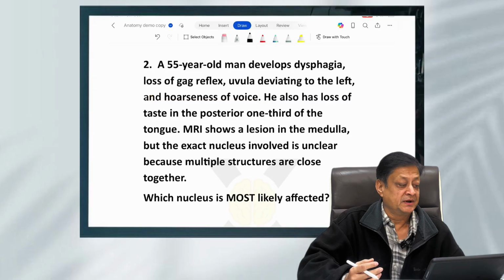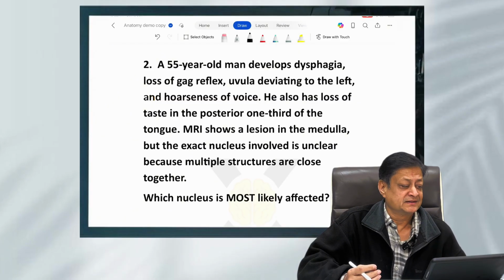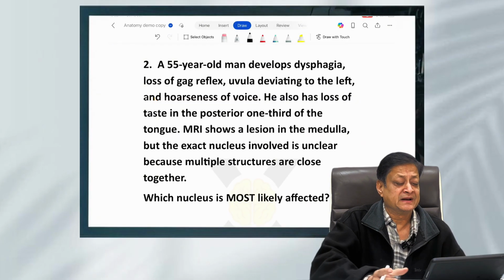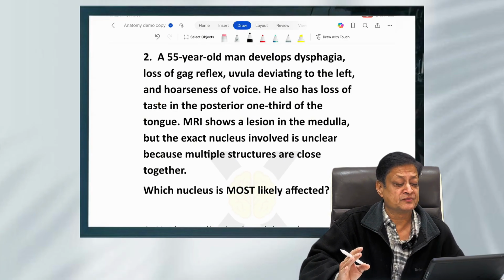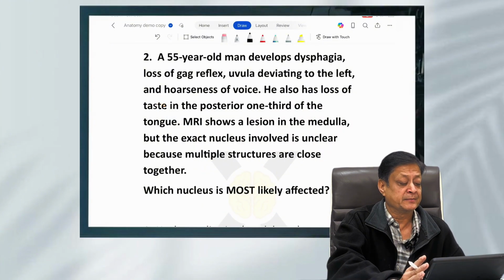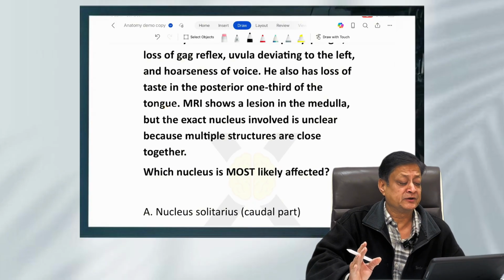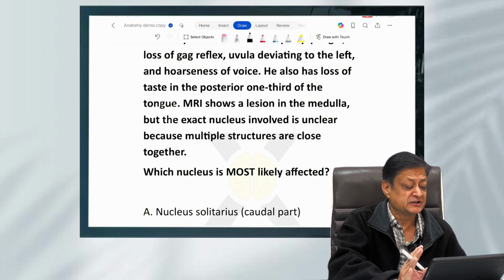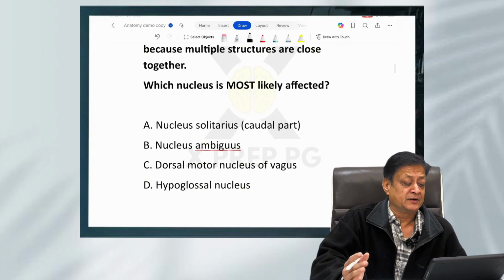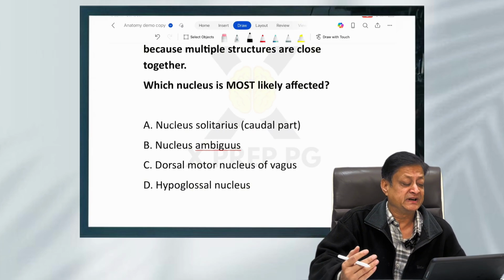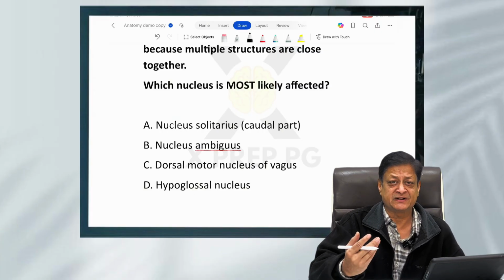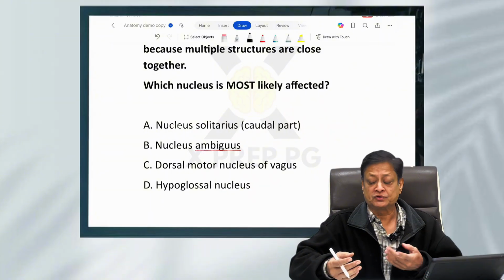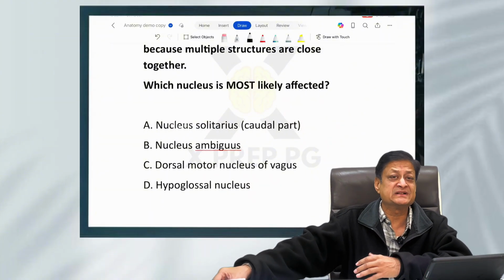Let us continue. The second MCQ reads as, a 55-year-old man develops dysphagia, loss of gag reflex, uvula deviating to the left side and hoarseness of voice. He also has loss of taste in the posterior one-third of the tongue. MRI shows lesions in the medulla, but the exact nucleus involved is unclear. The multiple structures are close together. The choices are nucleus solitarius, nucleus ambiguus, dorsal motor nucleus of vagus and hypoglossal nerve nucleus, in the sequence ABCD. So our answer is nucleus ambiguus.